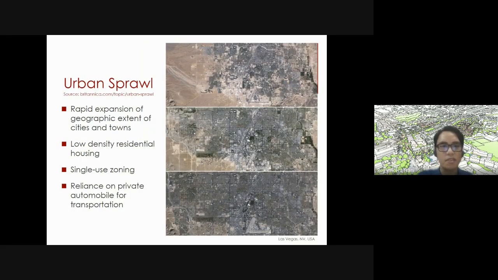Urban sprawl is the rapid expansion of the geographic extent of cities and towns. Typically, these are low density residential housing. So it's important to identify that, because low density anything, whether residential, commercial, etc., is really something that we're trying to get away from because, as we know, population is increasing and we only have a finite amount of land. So it's all about mixing use now, preventing this inefficient development of cities and municipalities and barangays.